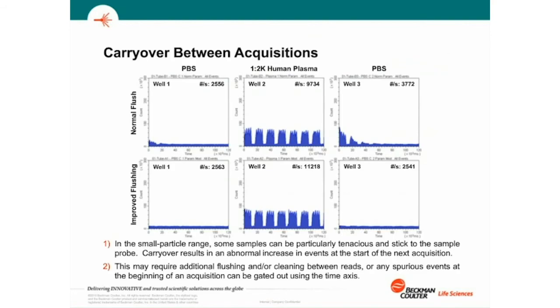A final consideration for small particle experimentation: some samples tend to be particularly tenacious, and they'll stick within the sample probe or sample lines, and not just show up in subsequent or future analyses, but actually can show up directly in the next sample. So in this case, in the top set of charts, you can see the detection over time of events. First, just after washing with PBS, and then running human plasma, and then followed by running just a well of PBS, and you can see there's actually some carryover in the initial 20 seconds or so of the sample acquisition. So this can be addressed by better flushing between the samples if you're reading really dirty samples, and/or possibly cleaning. And an alternative, if you don't have time to do this, you can actually gate the spurious events out on the time axis.